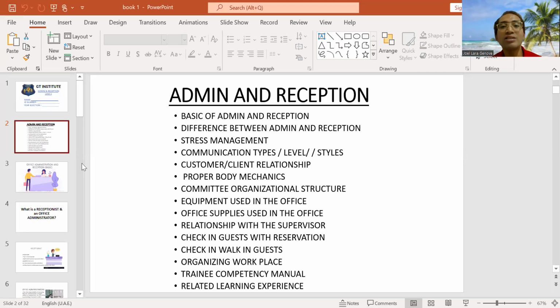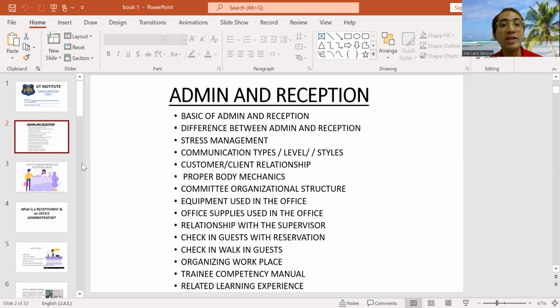All right, admin and reception. These are some of the descriptions of the responsibilities of an admin and reception. Basic of admin and reception, the things that you need to know. I believe last session you were advised of your responsibilities, right? Your job, what are the things that you need to do when you are in the admin or as a reception. Those could be interrelated, and you would have similarities when it comes to tasks. So there are skills that you need to understand.